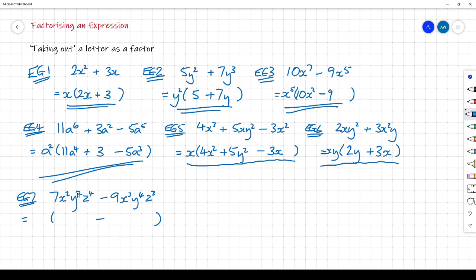So we look at the x's first. What's the highest power of x I can take out? Well, I can take out x or x squared from this one. This one I can take out x, x squared or x cubed. So the highest they can both give me is x squared.